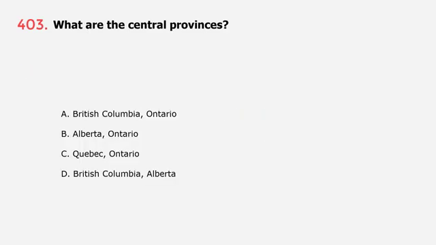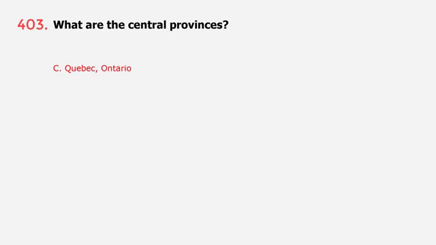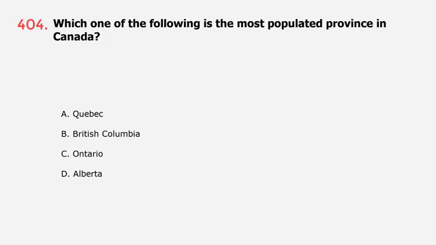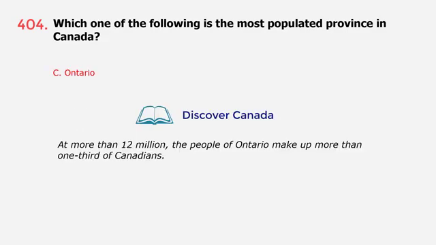Question 403. What are the central provinces? A. British Columbia, Ontario. B. Alberta, Ontario. C. Quebec, Ontario. D. British Columbia, Alberta. The answer is C. Quebec, Ontario. Question 404. Which one of the following is the most populated province in Canada? A. Quebec. B. British Columbia. C. Ontario. D. Alberta. The answer is C. Ontario.